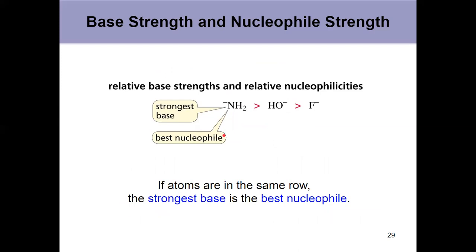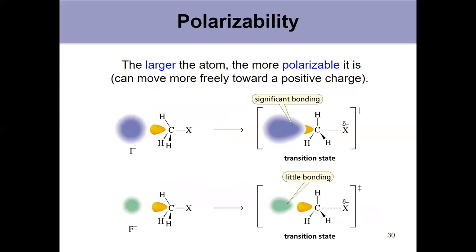Now, what about if everything's in the same row, looking at the periodic table? If they're in the same row, that means that they are, give or take, the same size. So going off basicity, whatever the strongest base is the best nucleophile. So typically going further to the left in this case. But the question becomes, what about size differences? Because size plays a pretty big factor. Now, what if they're not the same size?